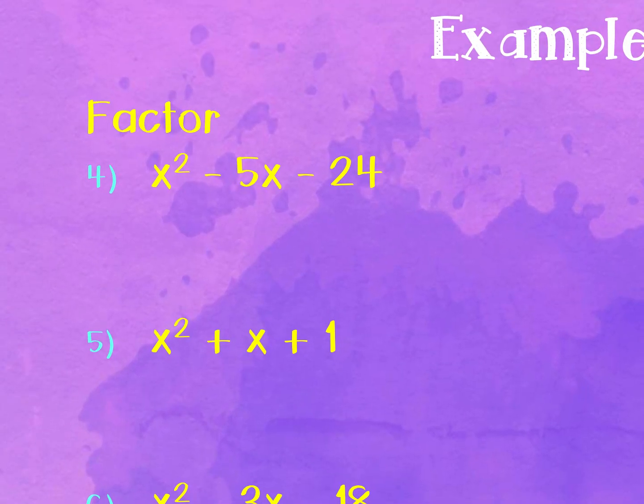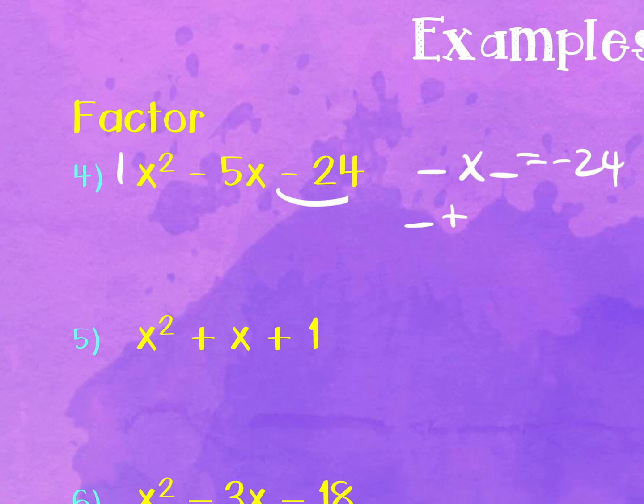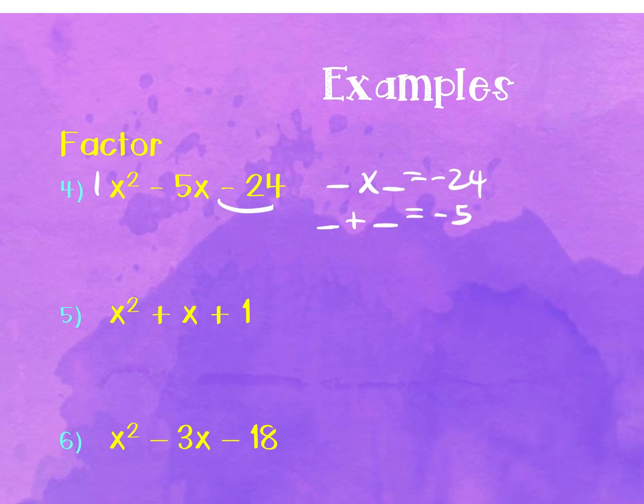So let's go ahead and take a look at number 4. So again, since this number in front of x squared is a 1, all I have to do is look at the factors of negative 24, two numbers that multiply to give me negative 24, but who will add to give me negative 5. Now 24 has more factors than what we've been seeing. So let's go ahead and make our list.